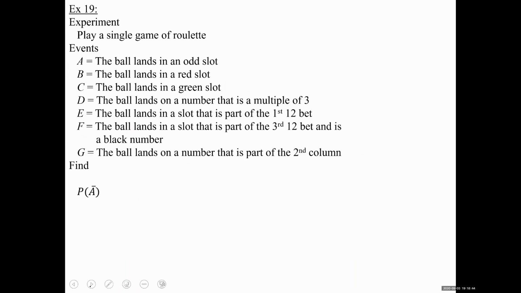Okay, here we go. We're just going to do this one example, and I'm probably not even going to do all of it. I'll just do part of it. Here it says we're going to play a single game of roulette and find the probability not A. A is the event the ball lands in an odd slot. I'm not asking you to find the probability that it lands in an odd slot. I'm asking you to find the probability it does not land in an odd slot. That means not. That's what I'm asking. Now, this problem, like a lot of problems, can be done in two ways. I will show you two ways to do it.